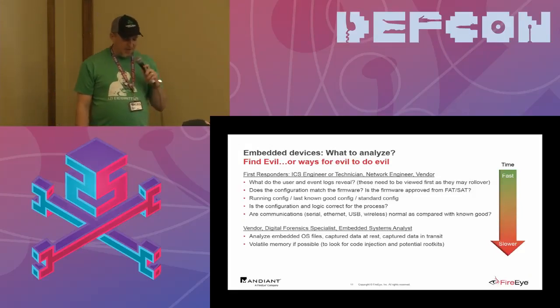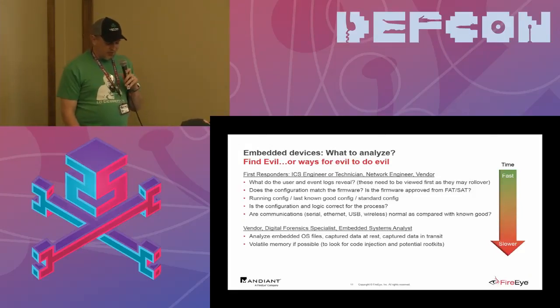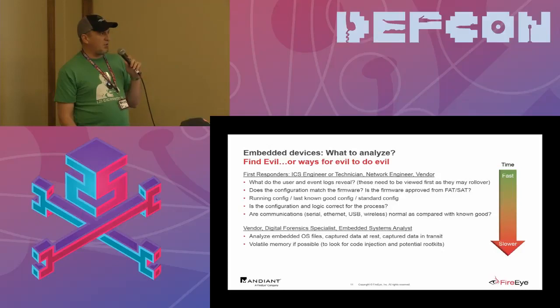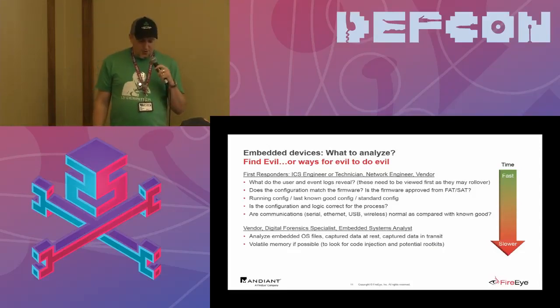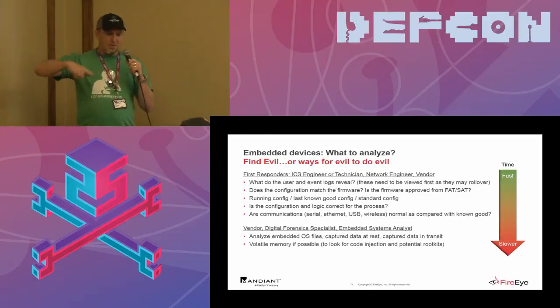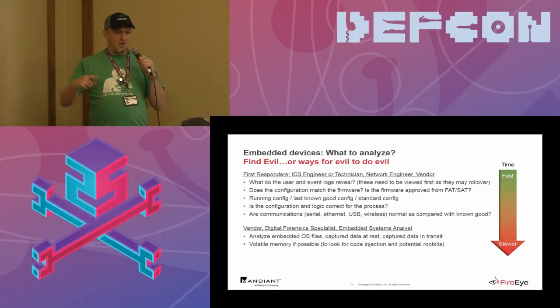So what to analyze? Find evil or ways for evil to do evil. So it's time-based. So things you want to do fast and first, and things that take more analysis. So first responders, what do the user and event logs say? Sometimes an RTU may only have 255 spots in its buffer before it rolls over. So you've got to go grab that quick.